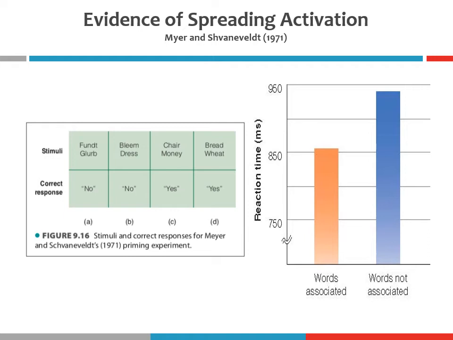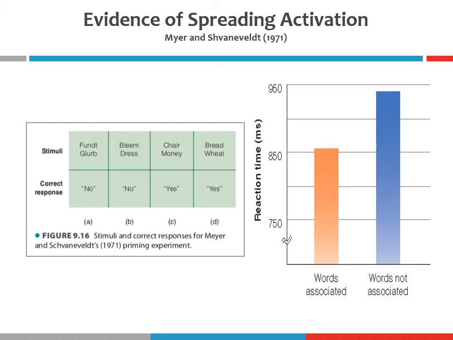And so what they found when they looked at reaction time in milliseconds is that in cases where the words were not associated with each other, so they were not next to each other in the network, and therefore would not benefit from spreading activation, the reaction time was around 950 milliseconds, whereas when the words were associated in terms of meaning and they were in close proximity to each other in the semantic network, the reaction time was around 850 milliseconds, right?